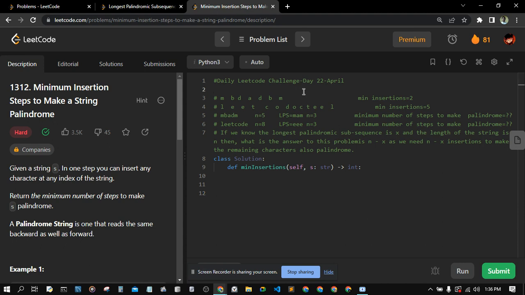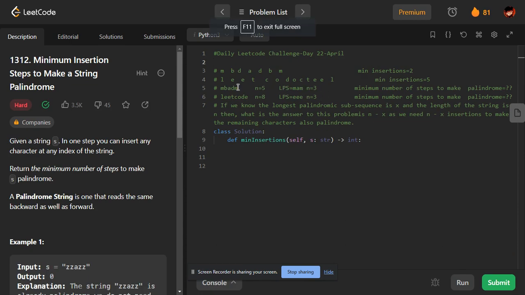Coming to this example, what is the longest palindromic subsequence? LPS means longest palindromic subsequence. It is MAM. What is the length of the longest palindromic subsequence? It is 3. My original string has length 5, and my longest palindromic subsequence has length 3. But we know the minimum insertions, the answer for this question, is 2. So how can you relate 5, 3, and 2?